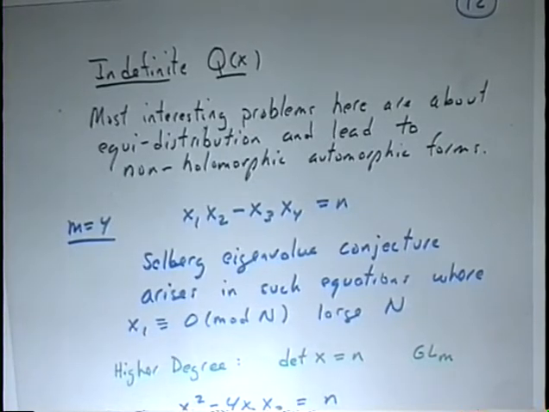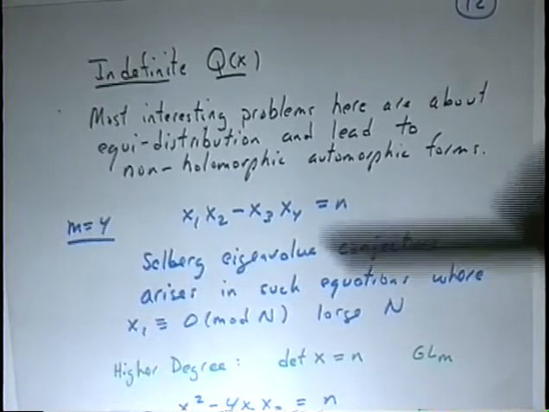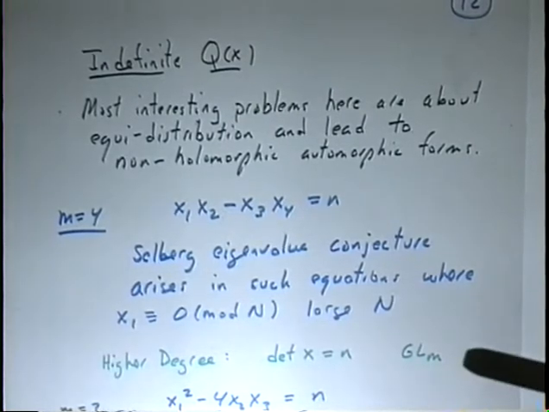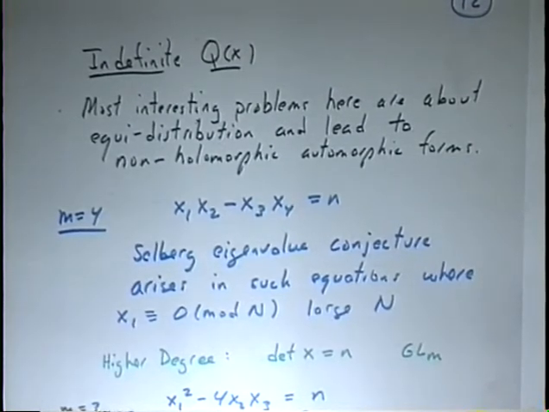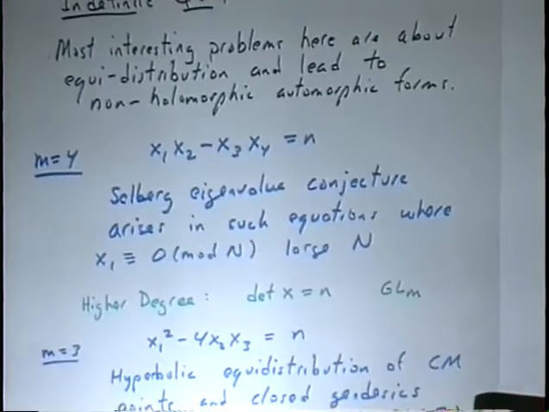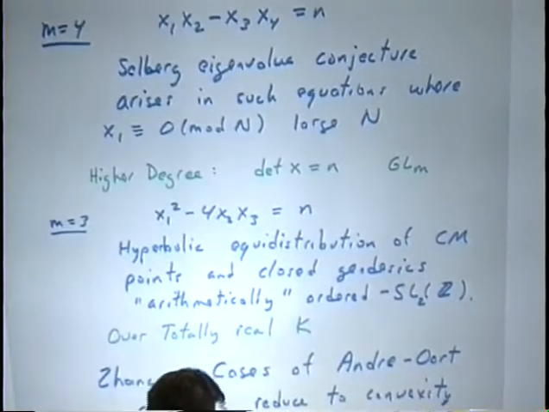And also, I'll mention that if you impose a divisibility condition on one solution to this quadratic equation, where the congruence is large, so if you assume that x1 is divisible by large n, this leads directly to Selberg's eigenvalue conjecture, as has been introduced before. And I'll also mention that higher degree forms, indefinite forms like the determinant, can also be analyzed by using spectral theory on GL(m). But once again, the ternary case is perhaps the most difficult here also.